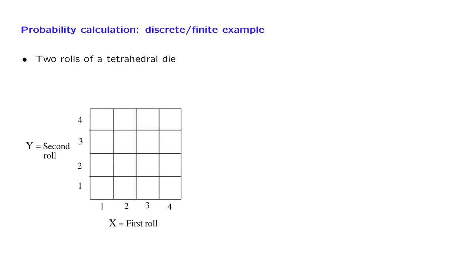To keep things simple, we are going to make the assumption that the 16 possible outcomes are all equally likely and each outcome has a probability of 1 over 16. Given this assumption, we will now proceed to calculate certain probabilities.